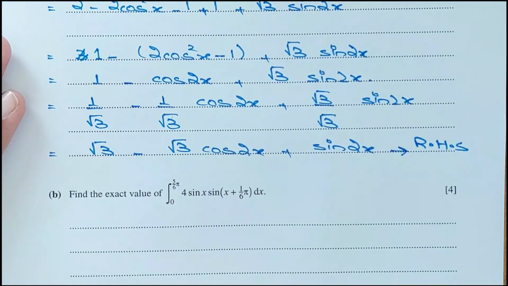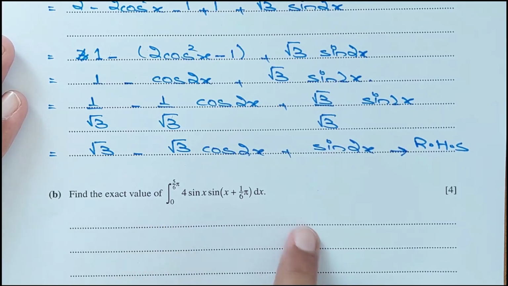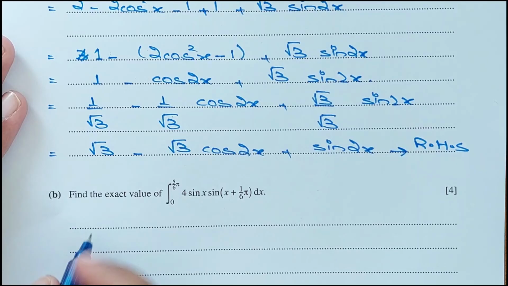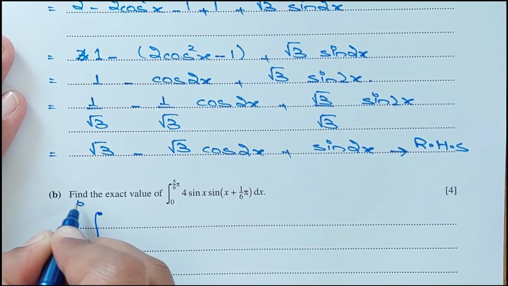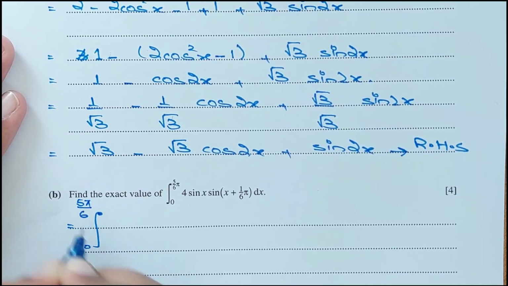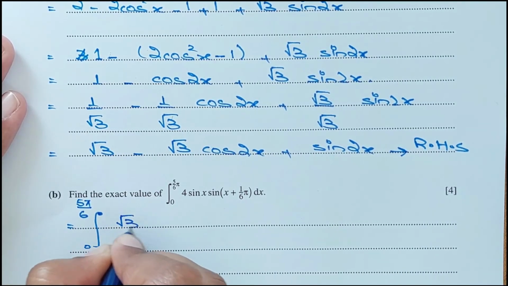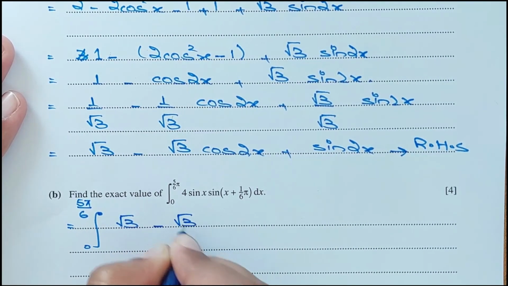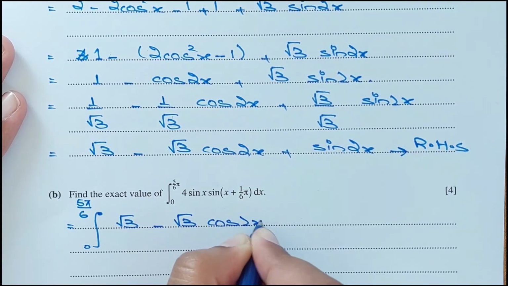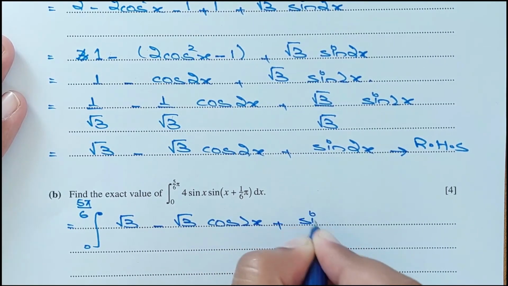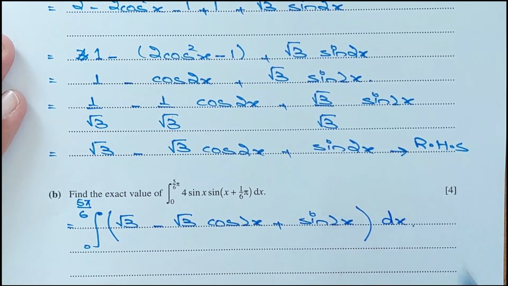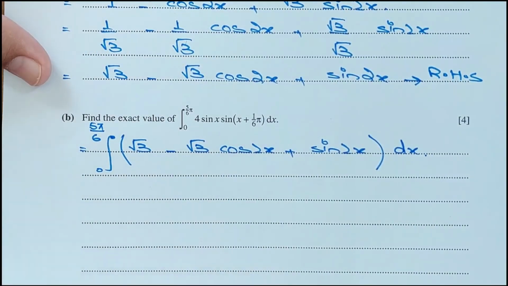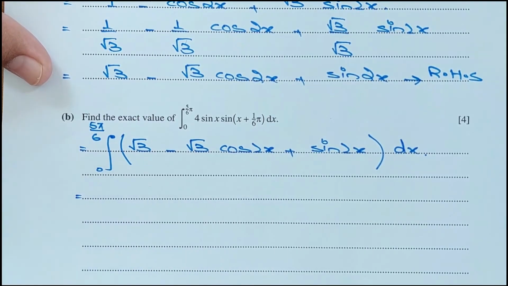Okay, now for part B, find the exact value of this integral between 0 to 5 pi by 6. So from 0 to 5 pi over 6, we have this integral of square root of 3 minus square root of 3 cos 2x plus sine 2x with respect to dx. Now let me apply the integration.